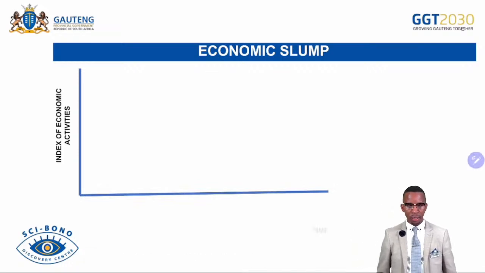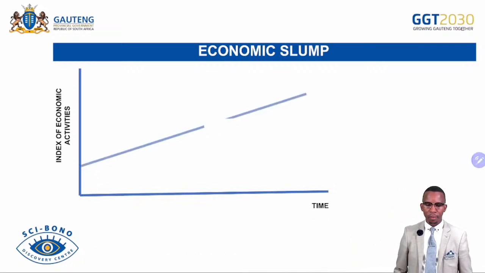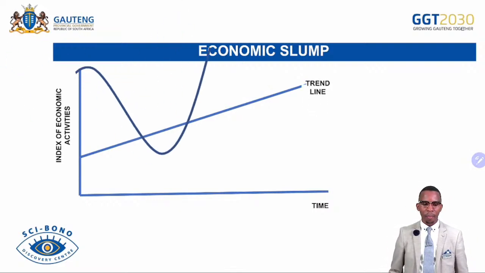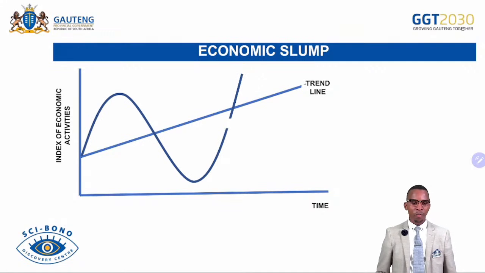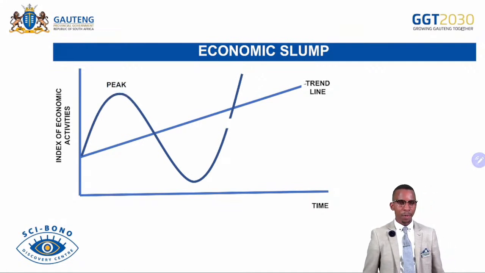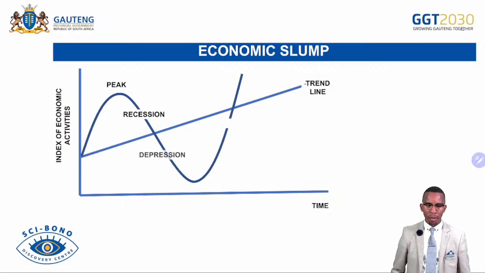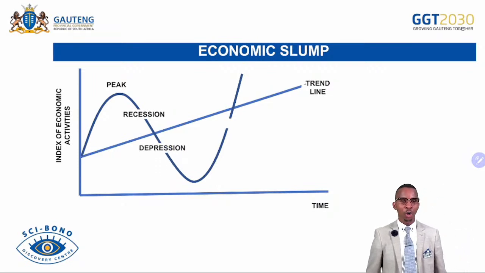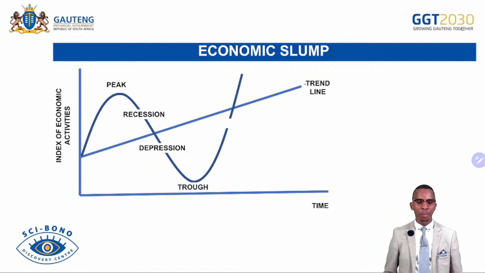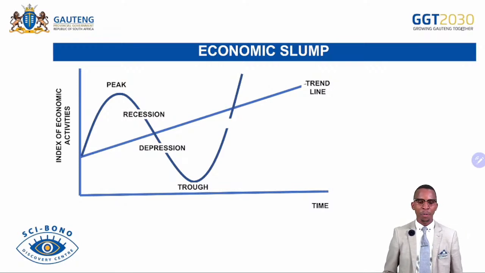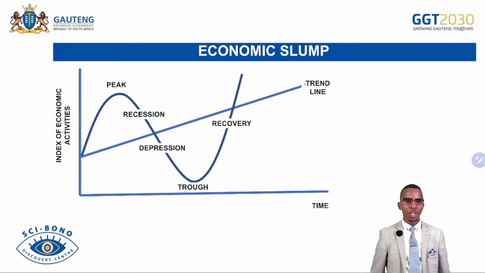So that's our horizontal axis, the time or period. The trend line will show the direction of the economic activities. Those are our waves of the business cycle. That is the peak, which is the highest turning point of the business cycle. Our recession shows the decline of economic activities for at least 2 consecutive quarters. Depression is the long-term decline in economic activities, that is more severe than recession. And then we have the trough, which is the lowest turning point of the business cycle. Remember, the trough is the end of the contraction period and the beginning of the expansion period. And then we have recovery, which is known as economic rebound.